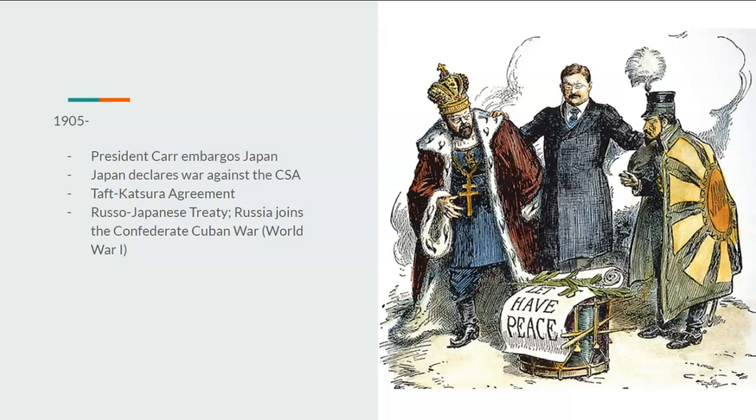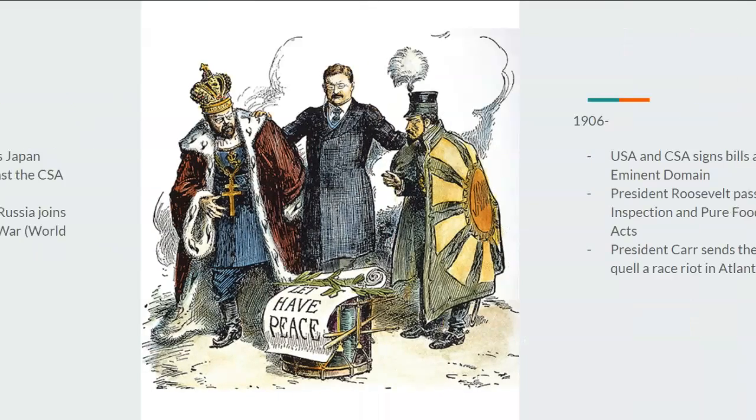In 1905, President Carr announces an embargo on Japan. Japan declares war against the Confederacy over this. But while this is going on, the Taft-Katsura Agreement is going on. So all three of these things are going on simultaneously. Russia and Japan are essentially working with the Union States right now as we go into the Confederate-Cuban War, as will be known, the First World War, as World War I goes on.